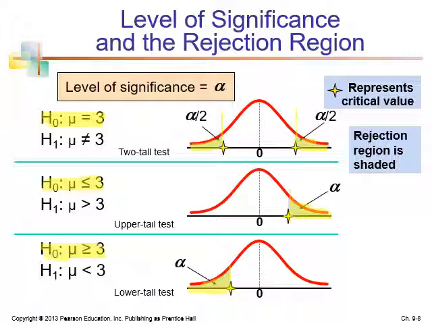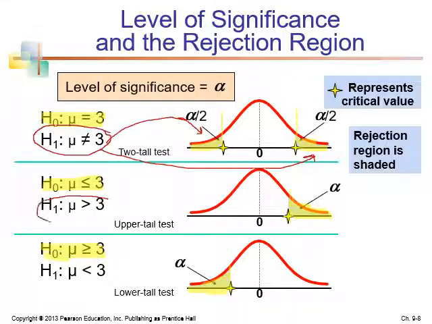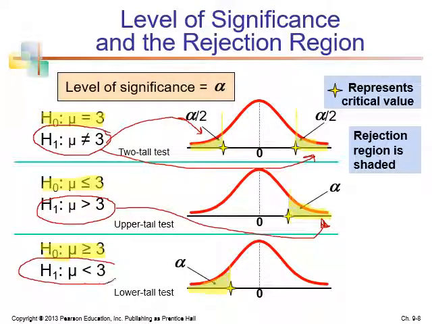For example, since the first one is a two-tail test, we have this area as the rejection region and also this area as the rejection region. Now the second one is an upper tail test, so we only have the upper area as the rejection region, and this one is the lower tail test, so we have the lower side as the rejection region.